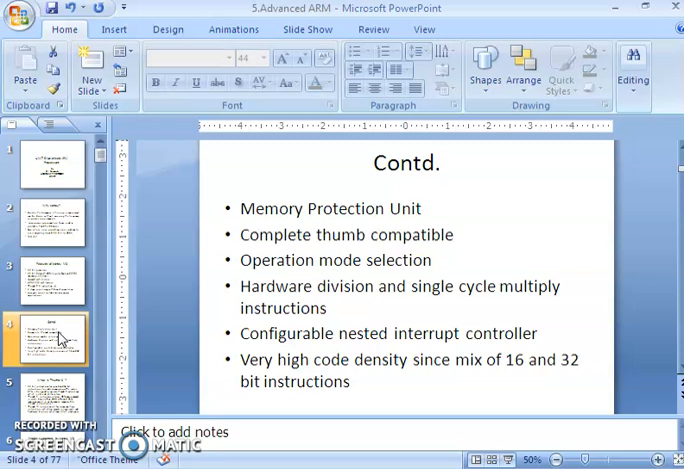Also, a special feature is that it has a debug unit, which is used for very efficient debugging by breakpoint or debugging using the embedded trace controller. Hope you all understood.